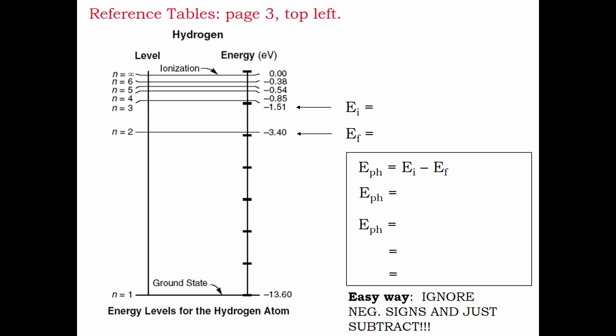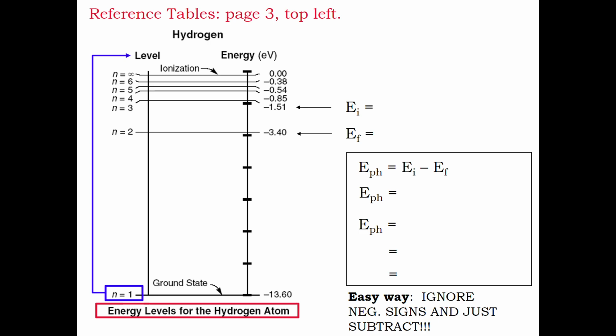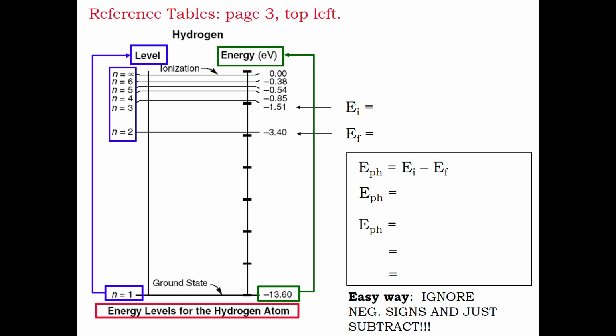We have a hydrogen atom. If it jumps from N3 to N2, we are going to look at the levels. N1 is in electron volts. It starts at N3, and the initial energy for 3 is negative 1.51 electron volts. It jumps down to energy 2, and that gives us negative 3.4 electron volts.